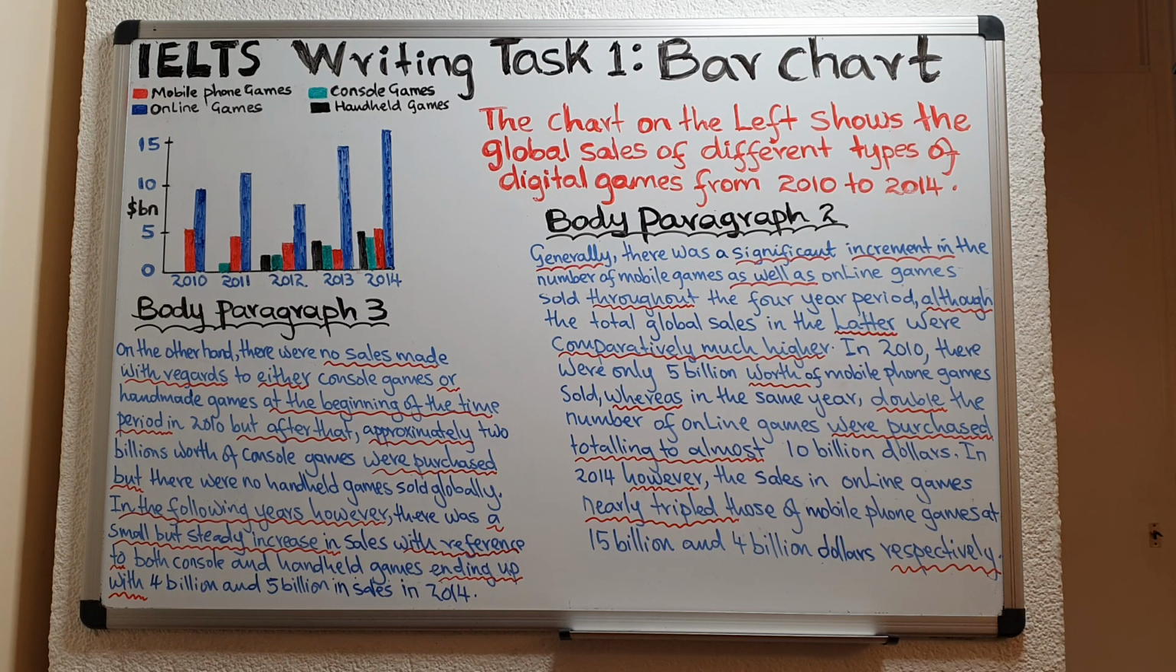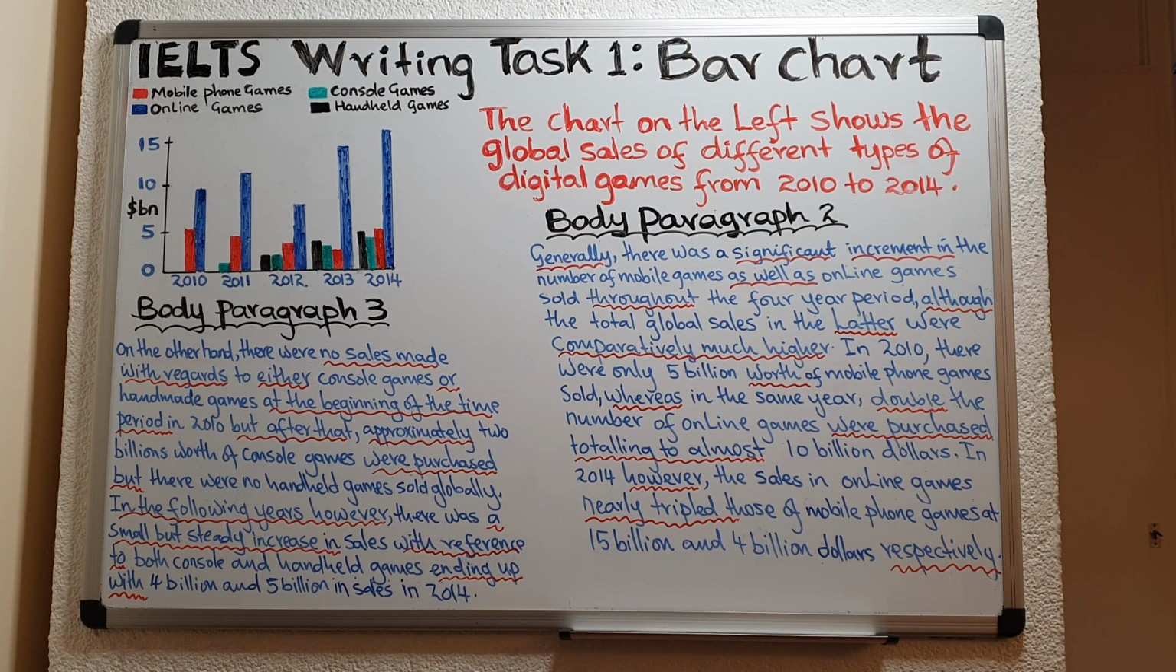In the following years, however, there was... the linking word "however" suggests I'm going to talk about something that is different from what I had just talked about. Because remember, the whole idea behind your Writing Task 1 is to keep comparing and contrasting the key features. So, in the following years, however, there was a small but steady increase in sales with reference to both console and handheld games, ending up with 4 billion and 5 billion in sales in 2014.